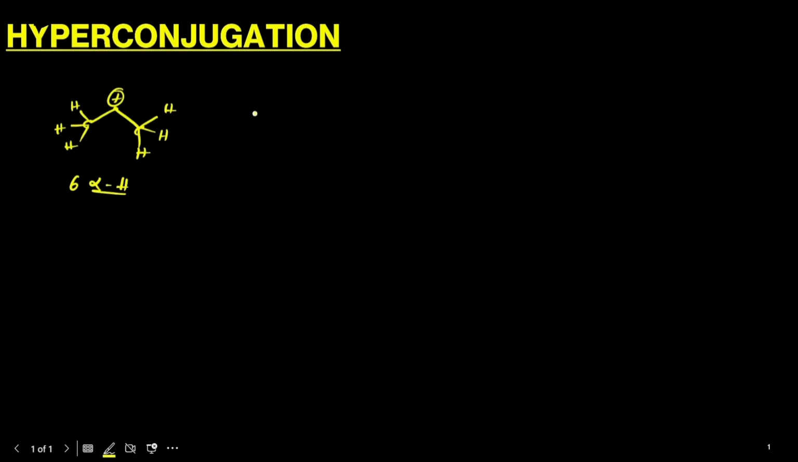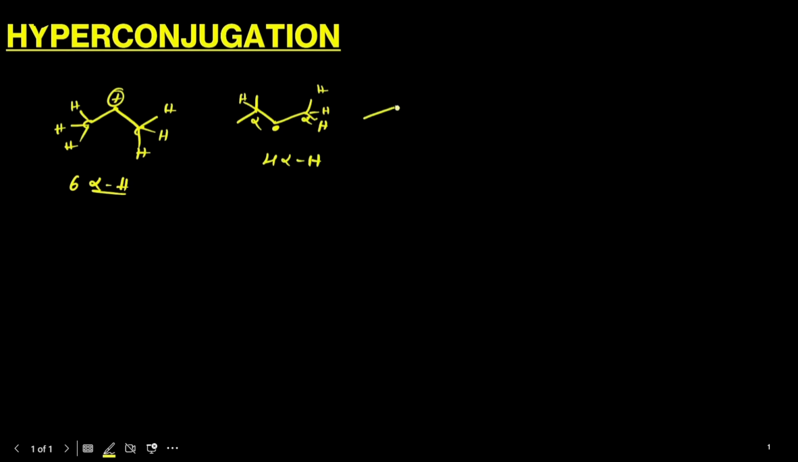Next, coming to a free radical. This is the free radical. This is the alpha carbon, and here this one is also an alpha carbon. How many alpha hydrogens are there? Here 3 alpha hydrogens. And here how many? Here only one alpha hydrogen. So 4 alpha hydrogen atoms are there.